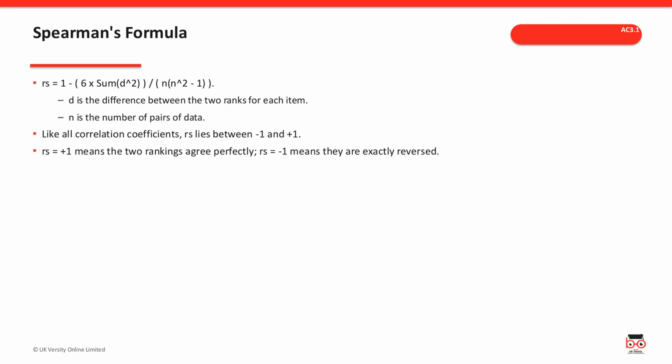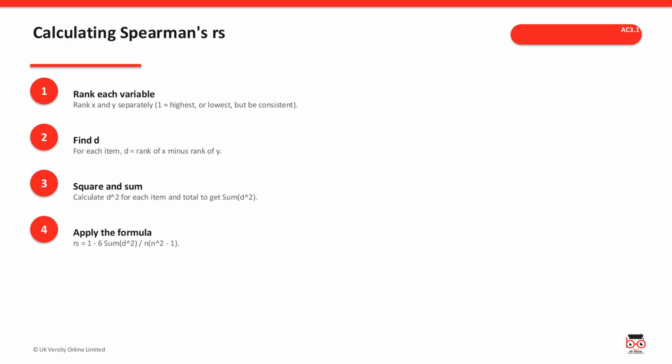Here d is the difference between the two ranks for each item, and n is the number of pairs. Like every correlation coefficient, it stays between -1 and +1, where +1 means the two rankings agree perfectly, and -1 means they're exactly reversed. 4 steps again.